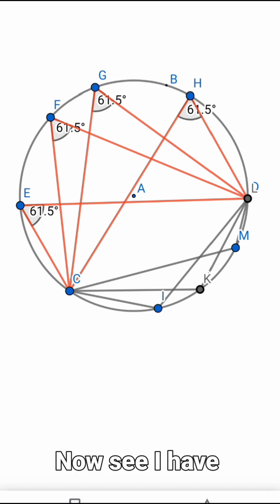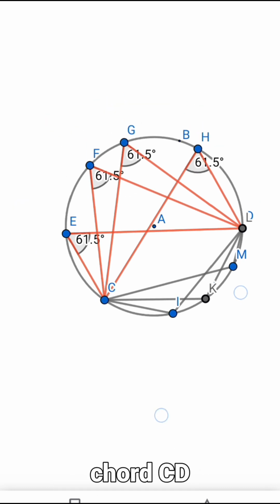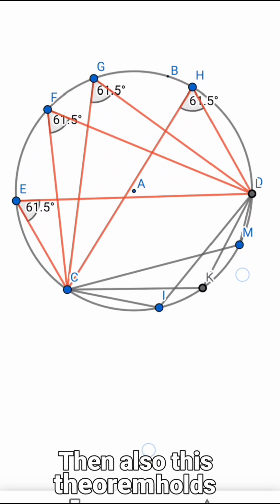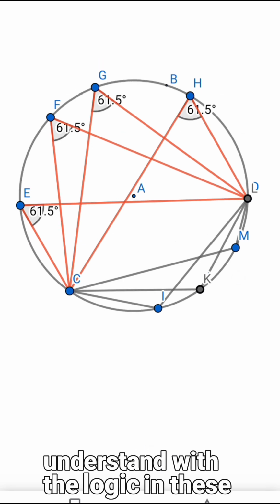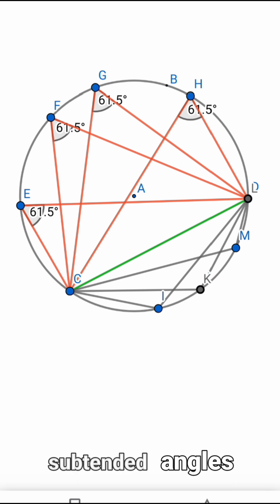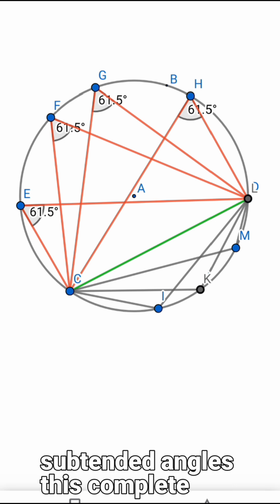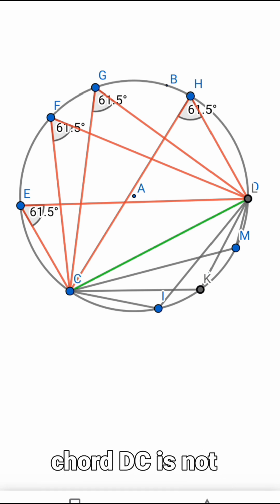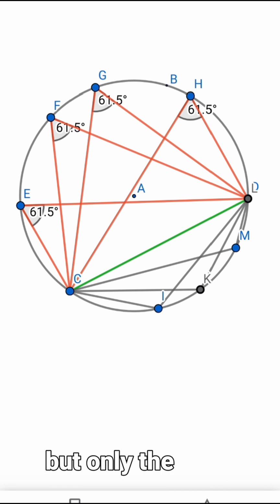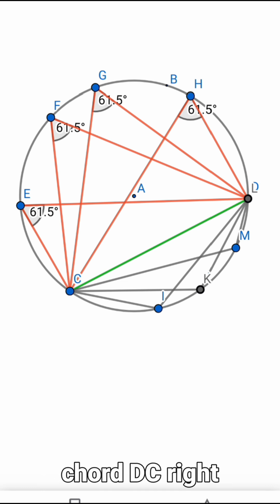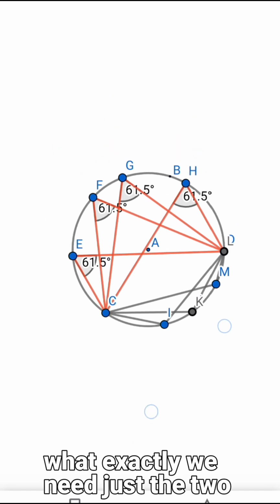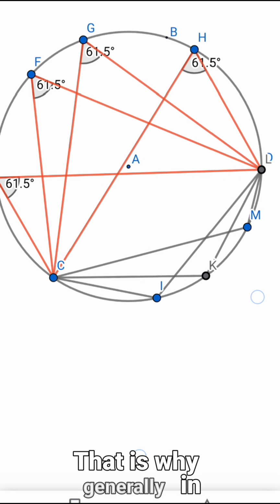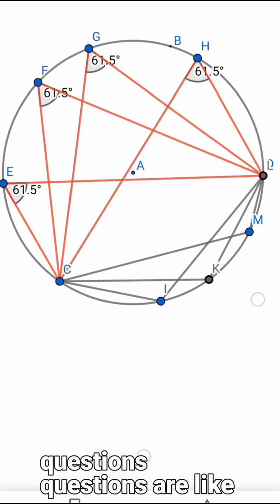Now see, I have removed this chord CD. Then also this theorem holds good. The reason you can simply understand with logic. In these subtended angles, this complete chord DC is not playing any role, but only the endpoints of this chord DC, right? Because for a segment also, what exactly do we need? Just the two endpoints.